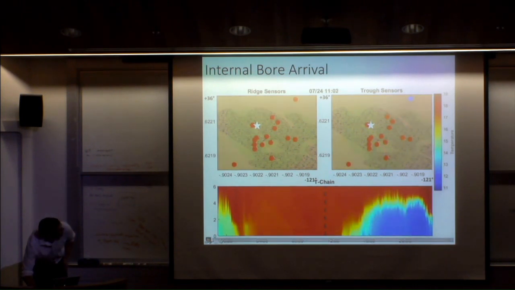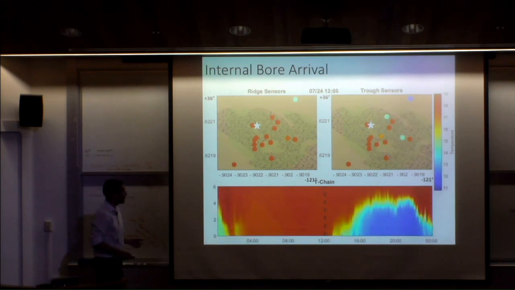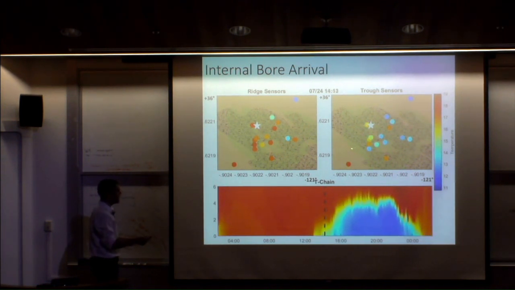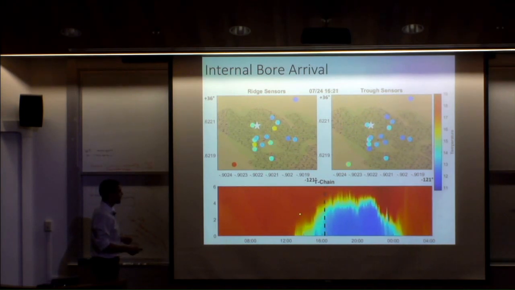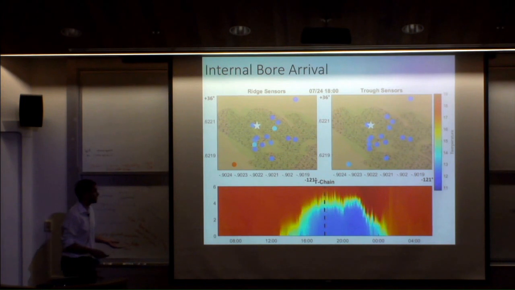And so the internal bore starts to roll into the kelp forest, and we see patchiness amongst the trough sensors first, but not in any particular order. It's not like it's cleanly moving in from one part of the reef to the other. We see a lot more variability at the trough sensors before we see the ridge sensors, but then as the internal bore starts to fill the water column, the variability starts to go away in the trough sensors, and then later on, the variability also starts to go away in the ridge sensors.